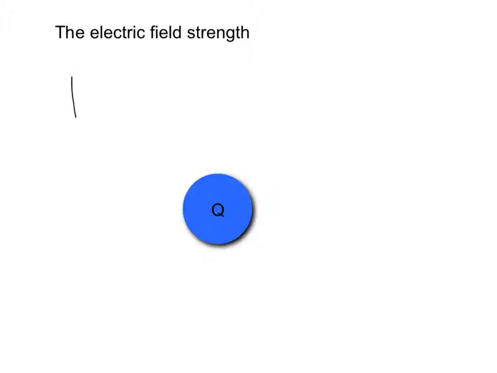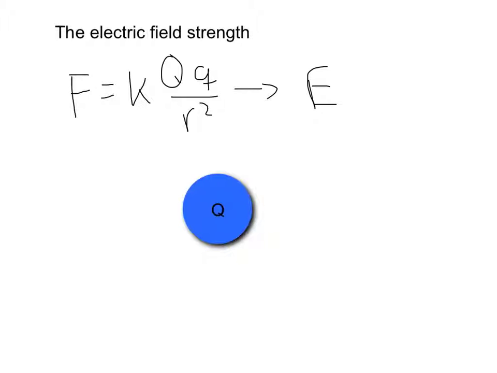So I'm going to do exactly the same as before. I have my force, which is K, big Q, small q, divided by r squared. And just like before, I get rid of one of the q's. And I have the formula for electric field strength, which we call E for electric, E equals KQ divided by R squared.